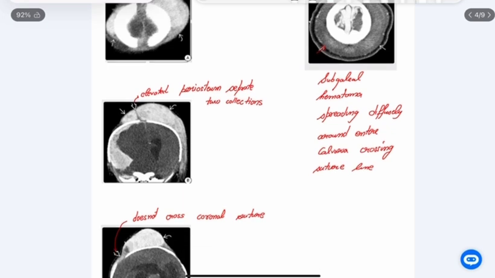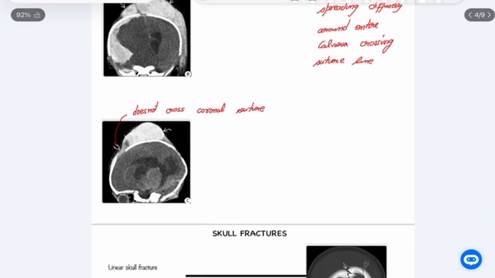So, this was a small topic on scalp injuries. In the next lecture, we will study skull fractures. Thank you.